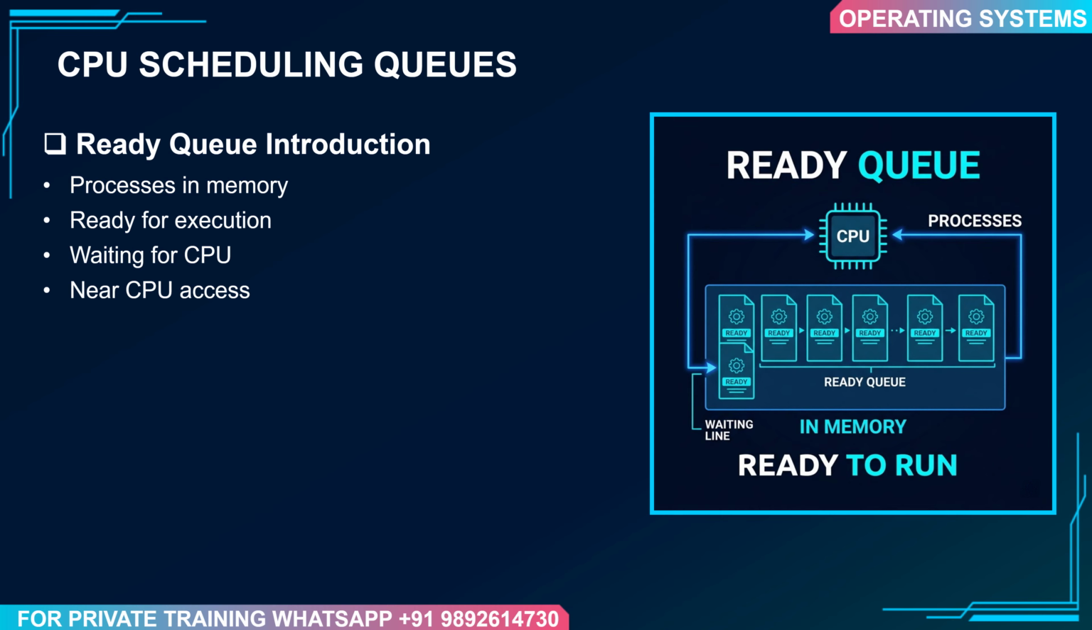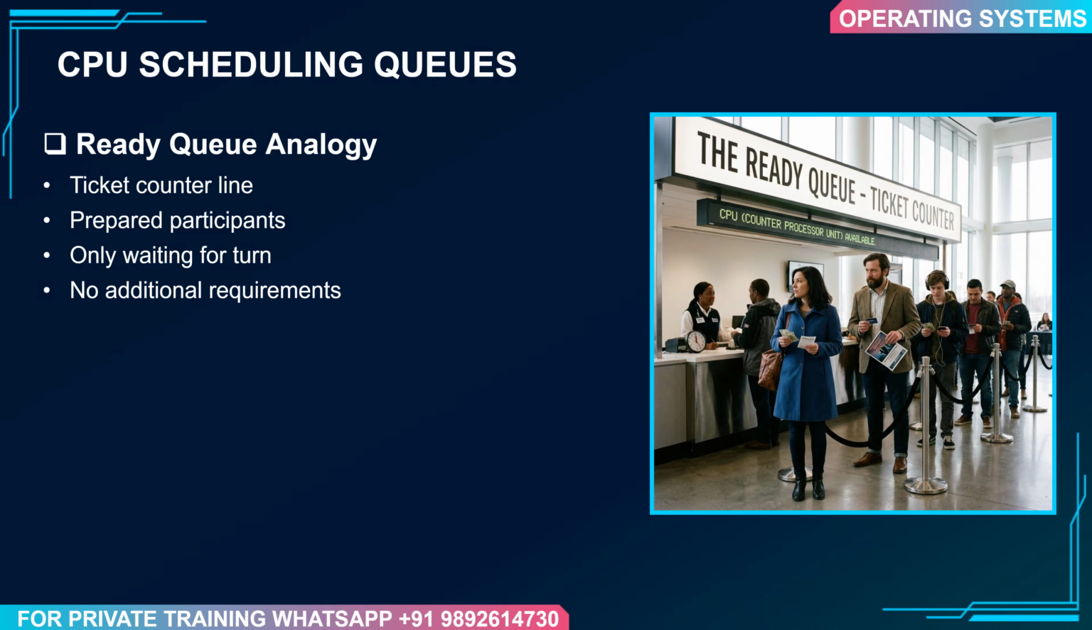Now let's talk about the ready queue. This is where things start getting interesting. The ready queue contains all the processes that are in memory and are ready to run, but are waiting for CPU time. You can think of this as a waiting line right outside the CPU. Imagine you're at a ticket counter. Everyone in line is ready with money and knows what they want. They're just waiting for their turn. That's exactly what the ready queue is. All processes here are fully prepared to execute. They don't need anything else. They just need the CPU.